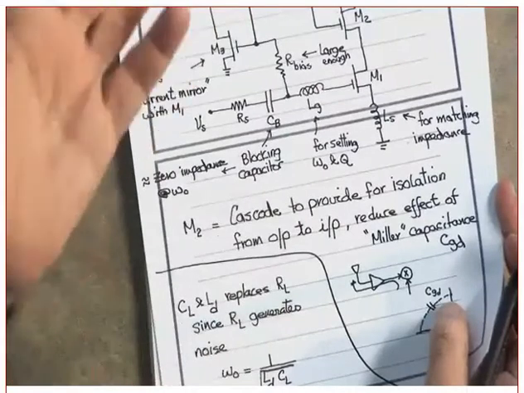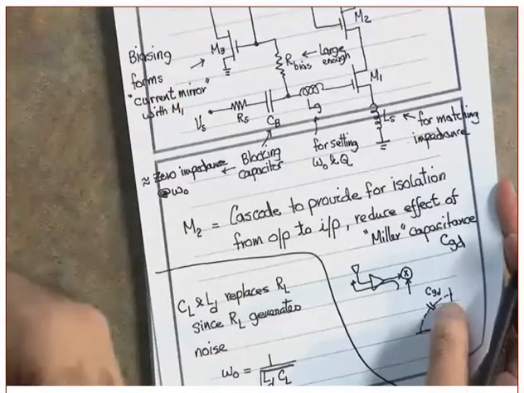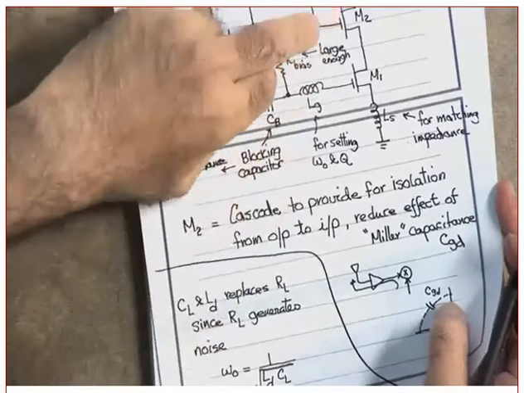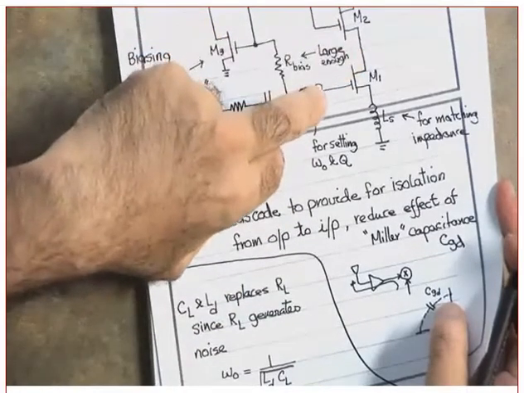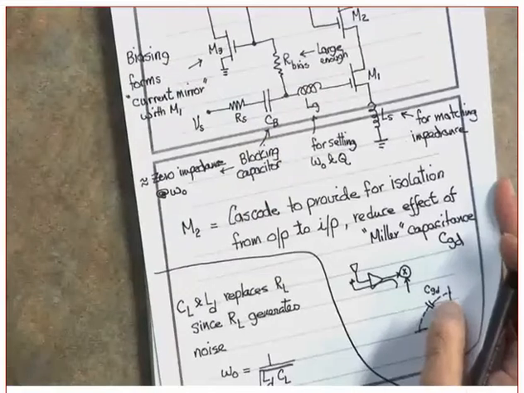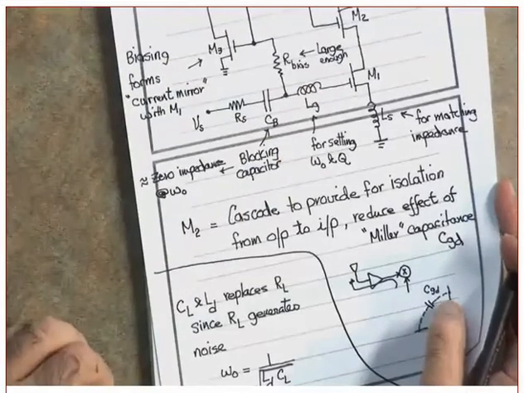Are you familiar with the Miller capacitance? Where? Which course? It's a Miller capacitance between the what? Between the output and the what? And the input will depend on what? Will depend on the gain. Did you get my point or not?